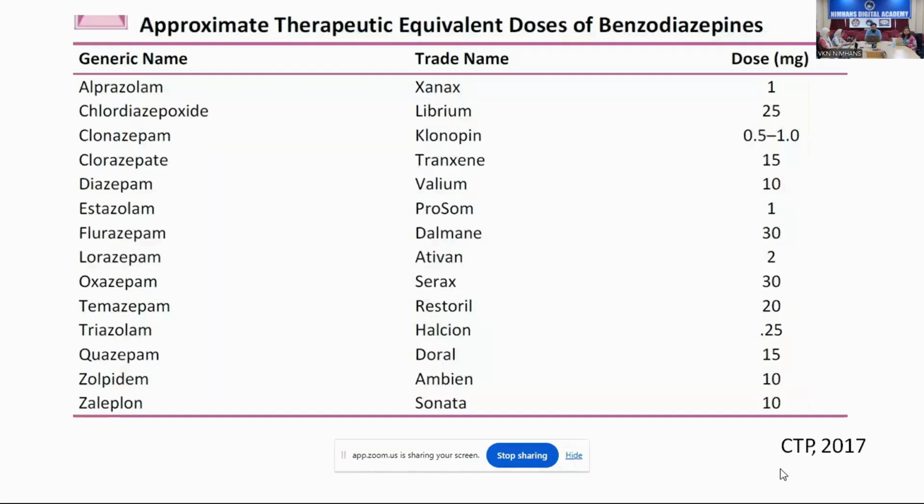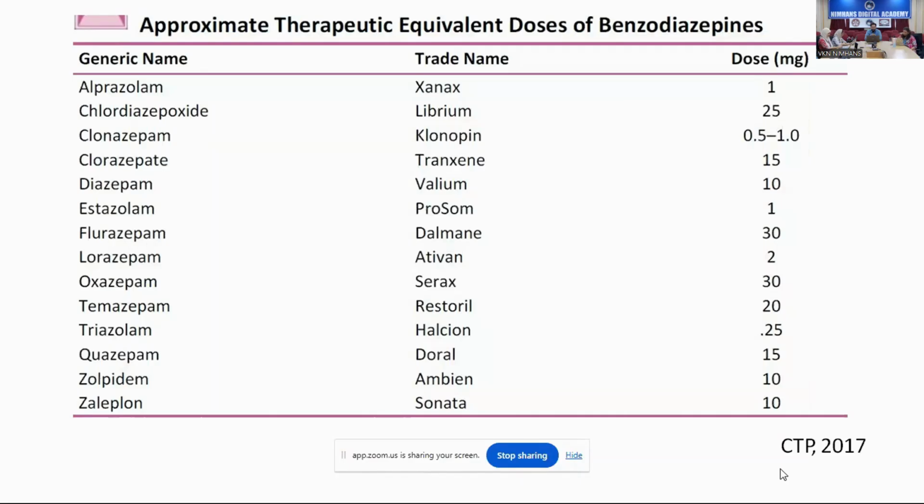Right, so therapeutic equivalent doses are important sometimes when we are managing cases with benzodiazepine withdrawal, where we have to calculate and switch. If a person is taking a very short acting or an intermediate acting benzodiazepine, we have to see what the equivalent doses of diazepam are. So technically what we do is convert it into 10 mg of diazepam.